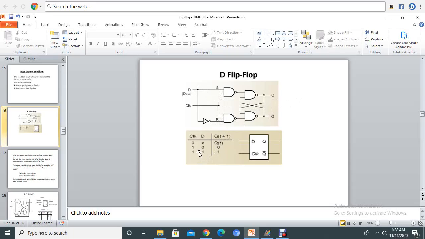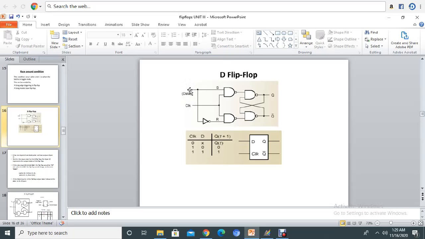You see the table here. If D is equal to 0, the output will be 0. If D is equal to 1, then the output will be 1. Okay. Are you able to follow? So here we have a single input. D can be either 0 or 1.